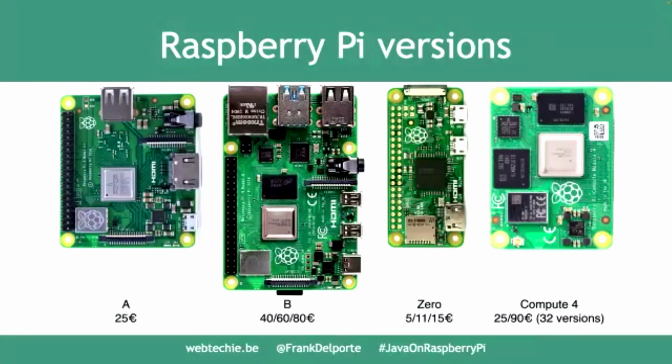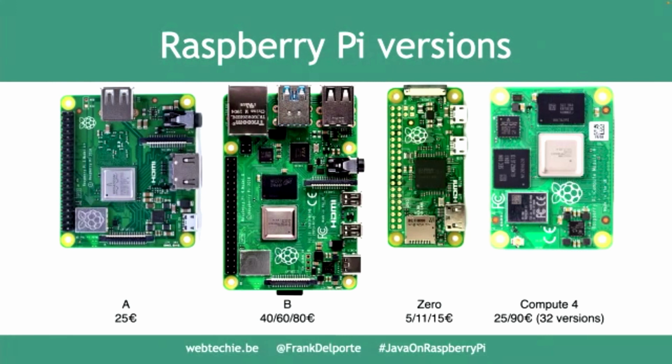You have different editions, and if you look into the most popular one, the B edition, it has different versions depending on the memory that you want. We are now on the B4, and there you have 1, 2, 4, or 8 gigabytes of memory.